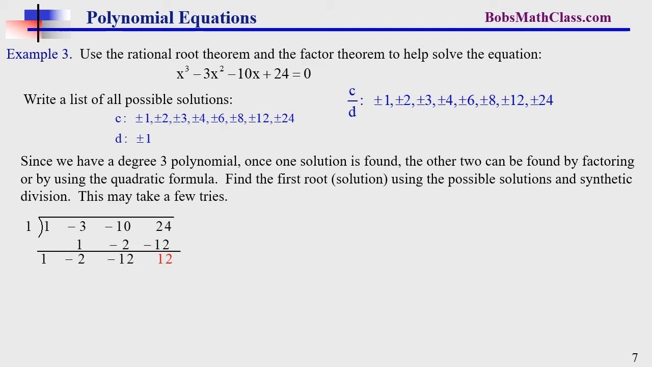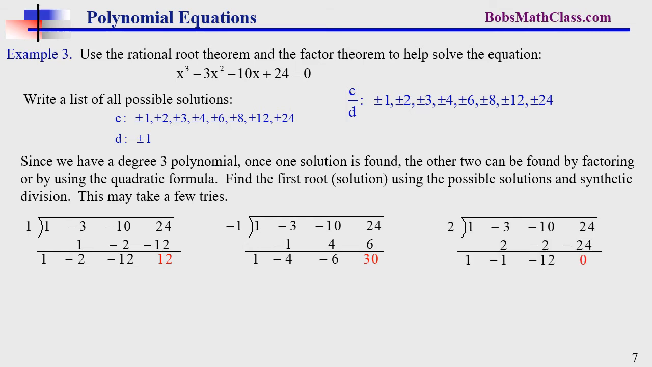Okay, so what else should you try after 1? Maybe negative 1? Let's try negative 1. I got a remainder of 30. No, it doesn't work. All right, let's keep going. What would you want to try next? How about 2?